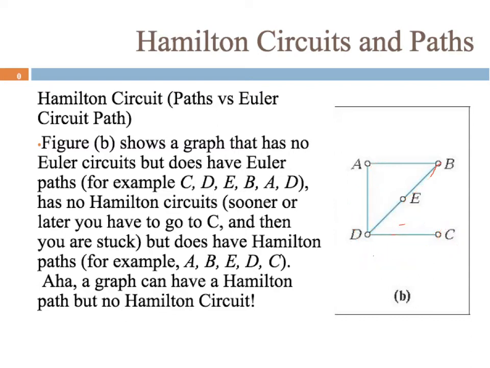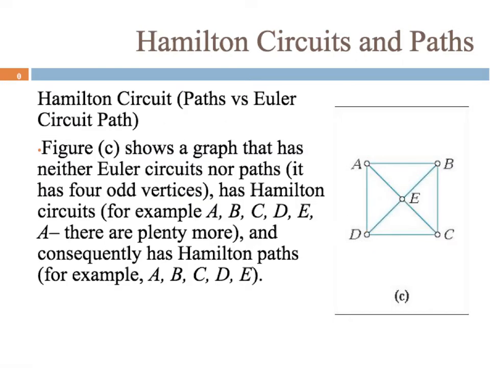But this one does have a path, and I think I did it earlier without talking about it. For example, if we were to, no, I started at C earlier. If we were to start at A, you could do A, B, E, D, E. And again, you must go along the edges that are provided. Sorry, D, C. Ends at C. You don't have to go back to A. So we can have a path but no circuit in this case.